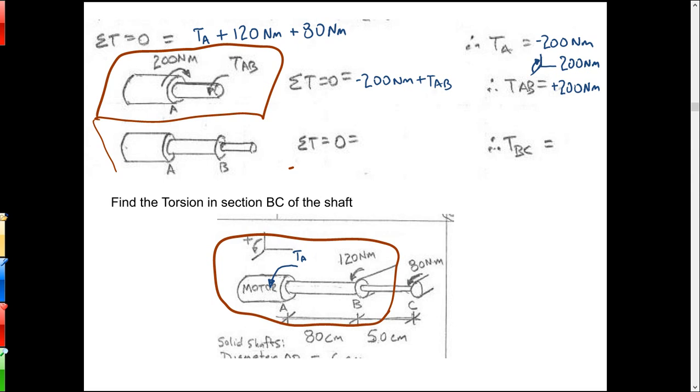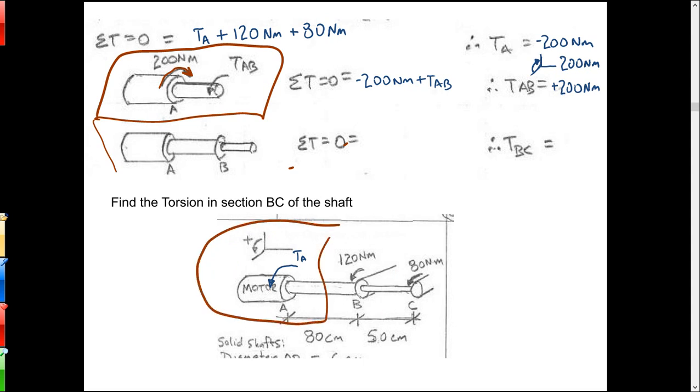Solving for TA, it's minus 200. So there's the reactive torsion right there. Then I start working out from the reactive torsion, and I make a cut through whatever internal torsion I want to find. So if I want to know the torsion between A and B, I make a cut between A and B, turn it into a free body diagram. And then I put that internal TAB on the sketch and take everything in this case to the left.